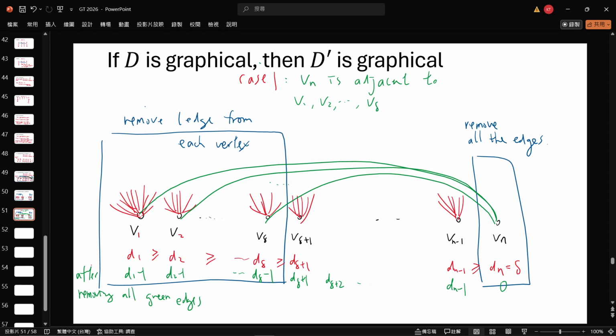But this is the simple case where Vn is adjacent to these vertices V1 up to V delta. So let's take a break, and when we come back, we will consider the remaining case, where Vn is not adjacent to all the vertices in this box. We're going to see what we should do. Okay, so let's take a break.